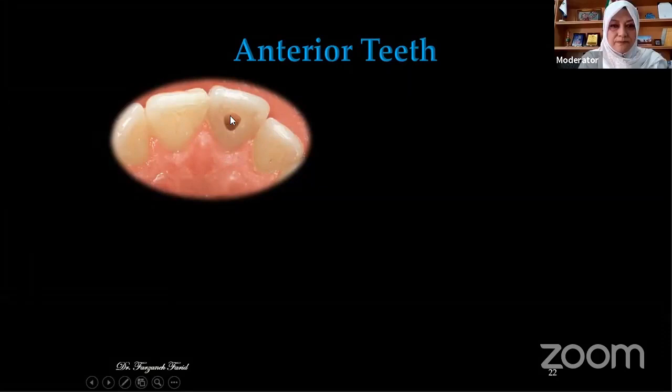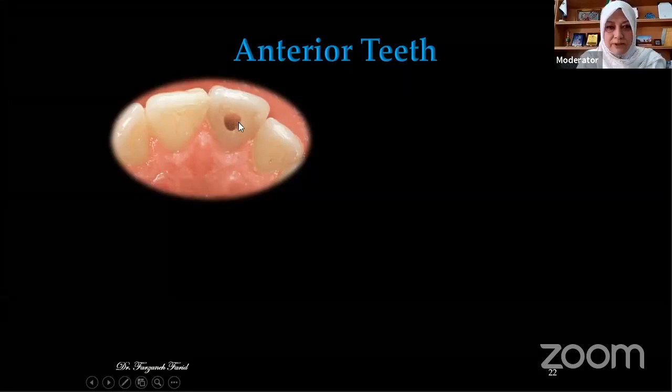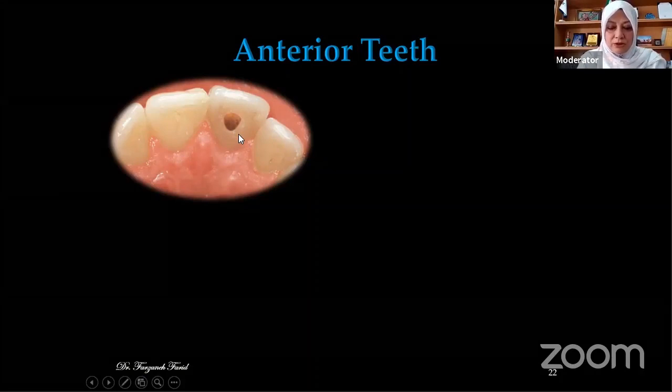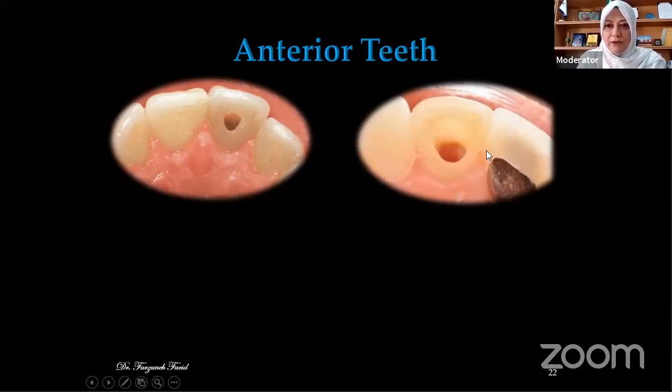Already, here we have just the access cavity hole and the sound enamel and dentin around it. This kind of tooth, with a small cavity, can be restored just by direct restorative materials. However, look at this one. Again, we have just a cavity, but the cavity is larger.